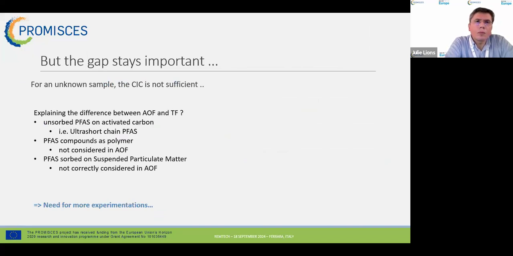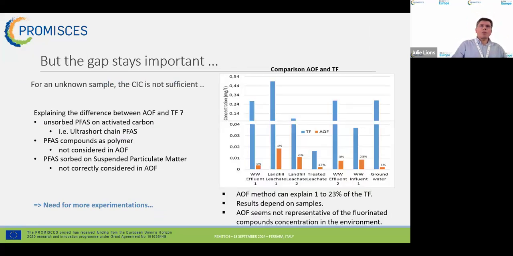Regarding the AOF and the TF, we have compared the information we have with adsorbable organic fluoride versus the total fluoride. Here, we have very complex matrices, wastewater, landfill, groundwater, and we saw that the AOF is able to explain just 1 to 23% of the PFAS in these samples.